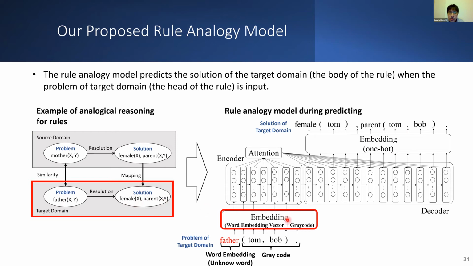If "Tom is Bob's father" is input into this model, it will predict "Tom is a female" and "Tom is Bob's parent." Here, father is an unknown word. This means the training set of this model didn't include father. Father is converted to a word embedding vector and is input into this model. This model can output the solution of the target domain by using the word embedding, which can deal with word similarities.